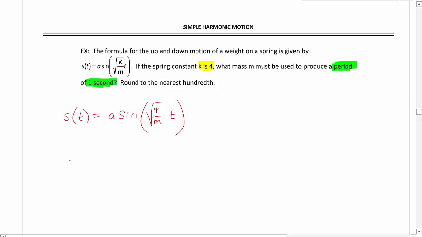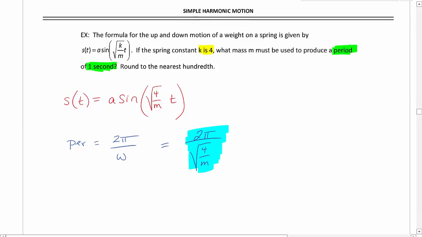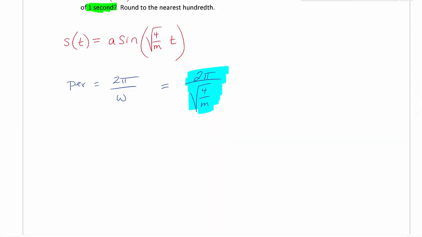Let's think about how we find our period. Period is 2 pi divided by omega. We know our omega. It's the square root of 4 divided by m. And we also know that our period is equal to 1. So we're going to be setting this here equal to 1 and solving for m. So 1 equals 2 pi divided by the square root of 4m.